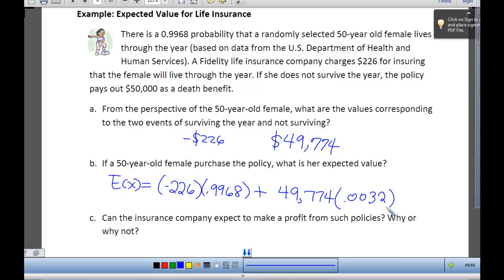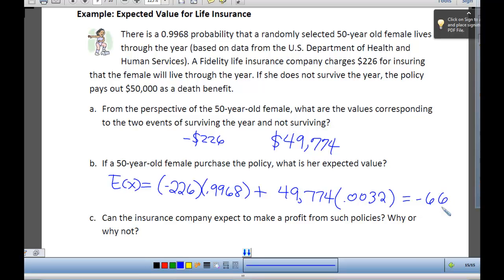Plus negative 226 times 0.9968. I got negative 66. Is that what you all got?